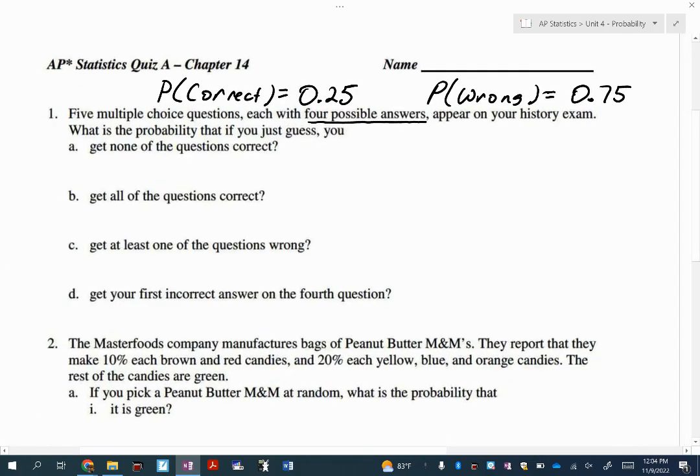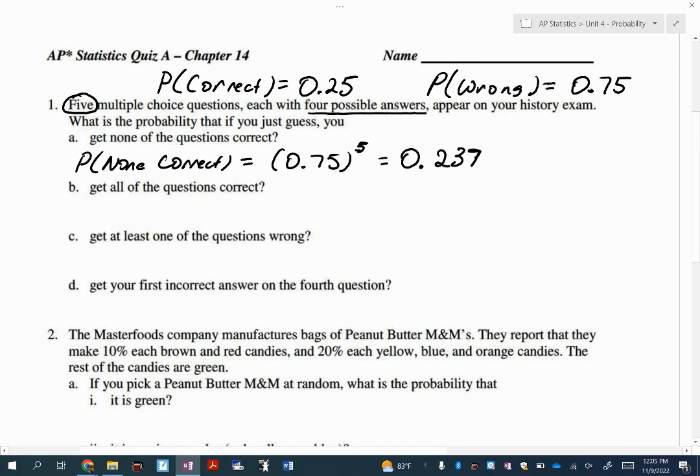Now there are 5 questions. So if we get none of those questions correct, the way I think about doing this is saying the first one's wrong, and the second one, and the third, and the fourth, and the fifth one's wrong. So that's going to be 0.75 to the 5th power. You could write 0.75 times 0.75 5 times, that's your choice, but I'm going to do 0.75 to the 5th power. All right, so I get my answer, which is 0.237.